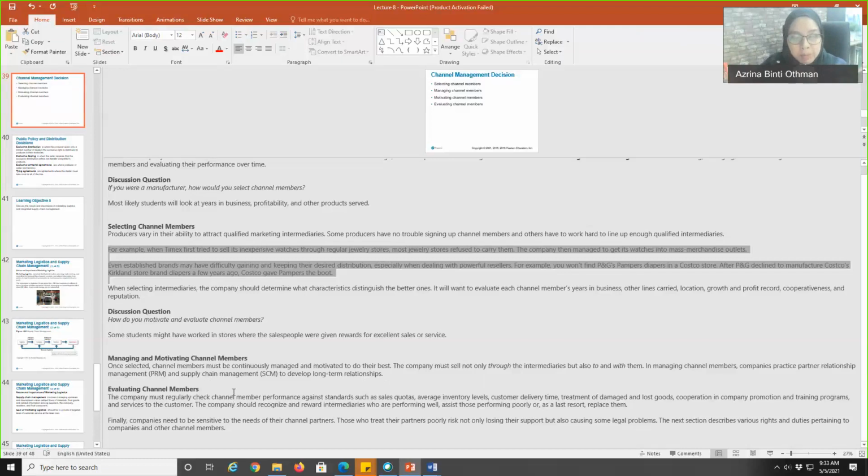Then how to evaluate the channel members? You must regularly. Tadi continuously manage them, be part with them, be with them. And you must also regularly check on their performance against the standards such as the sales quota, the average inventory levels, delivery time, the treatment of damage and lost goods, or cooperation in company promotion, training program. Ini adalah contoh-contoh macam mana kita nak evaluate on our channel members.